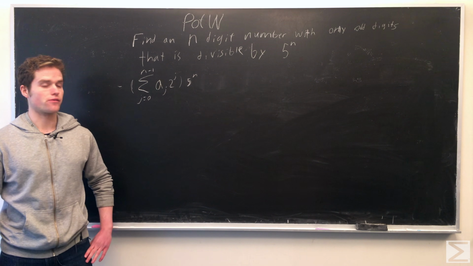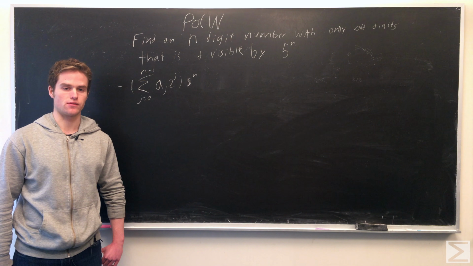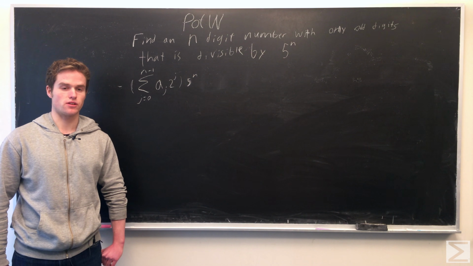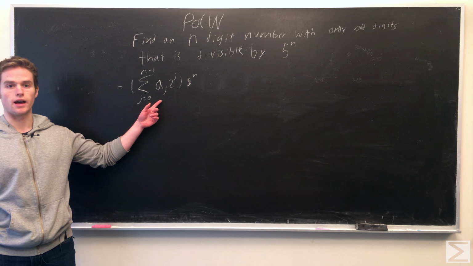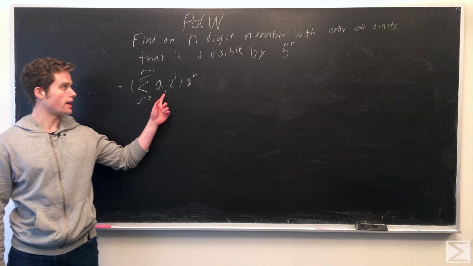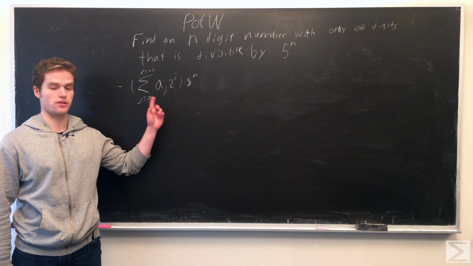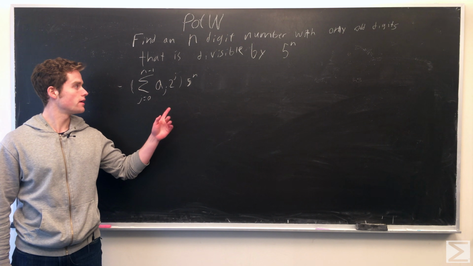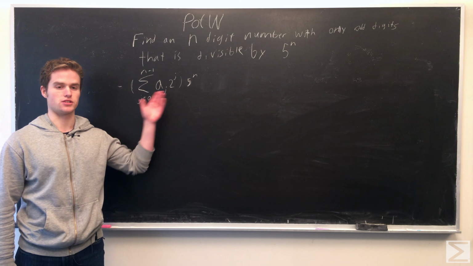For this problem, we want to find an n-digit number that has only odd digits and is divisible by 5 to the n. We're going to do this by constructing a number, and it's going to look like this thing here. Here, a_j is equal to 0 or 1, and we're going to decide whether it's 0 or 1 by trying to make this whole thing have only odd digits.